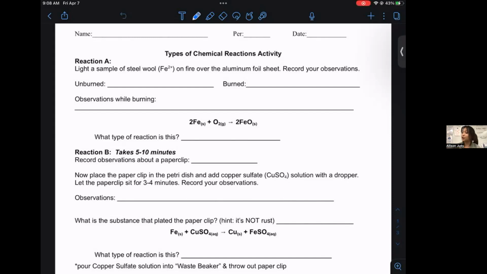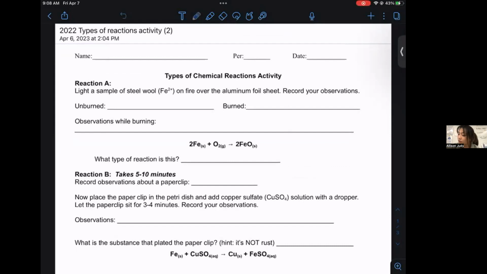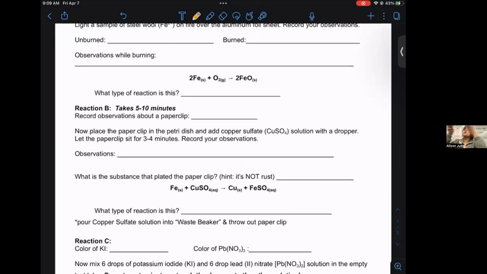And what you have is a series of reactions you're going to test. You need to fill out this handout because you are going to submit this handout into Canvas for a grade. It's mainly a completion grade, but I really don't think you should get any of it wrong. You're literally looking at it. Okay, write your observations. And I even give you the formula so you know what you're making.